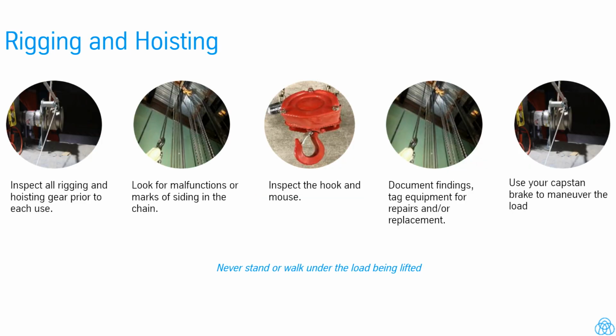Rigging and hoisting. Inspect all rigging and hoisting gear prior to each use. Look for malfunctions or marks of slipping in the chain. Inspect the hook and mouse. Document findings, and tag equipment for repairs and/or replacement. Use your capstan brake to maneuver the load.